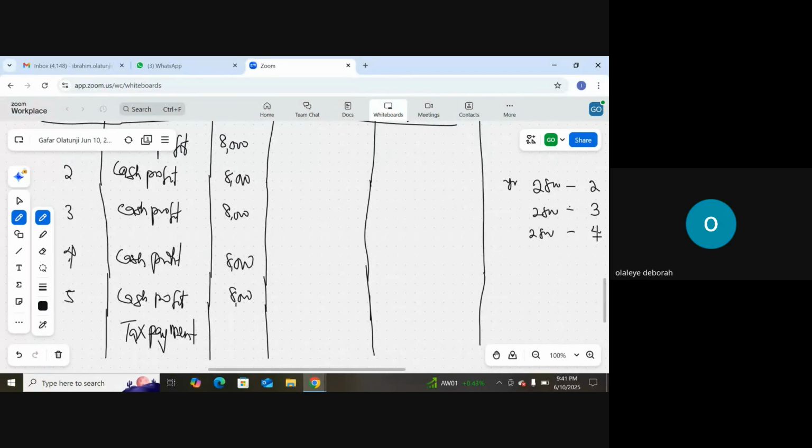Year 4. Tax of year 4, we will pay when? Year 5. Tax of year 5, we will pay when? Year 6. It means that tax of year 1 we will pay in year 2. Tax of year 2 we pay in year 3. Tax of year 3 we pay in year 4. Tax of year 4 we pay in year 5. Tax of year 5 we will be paying in year 6.